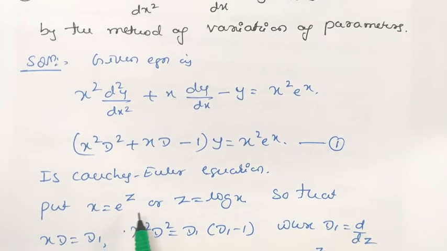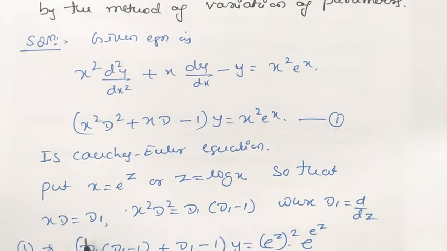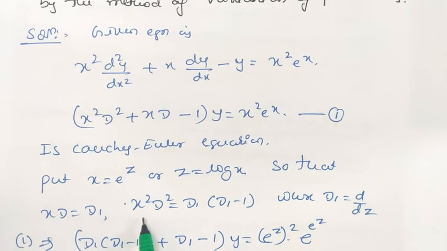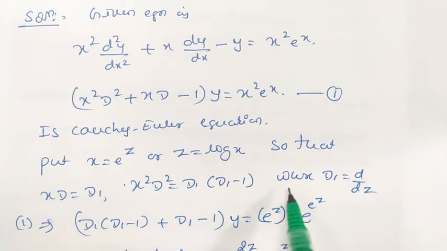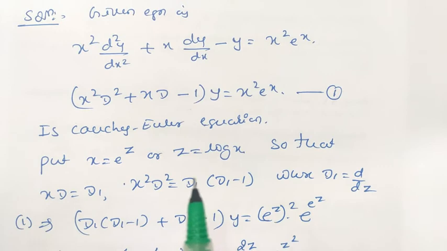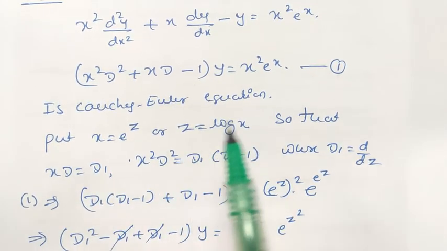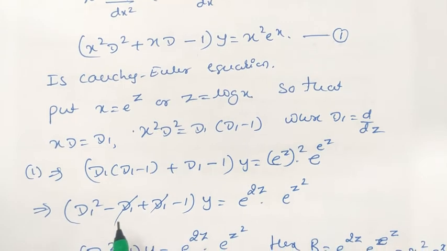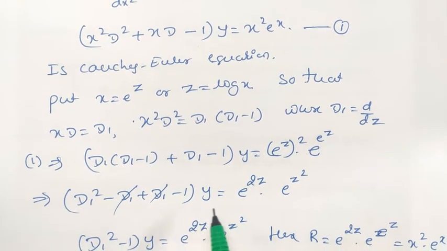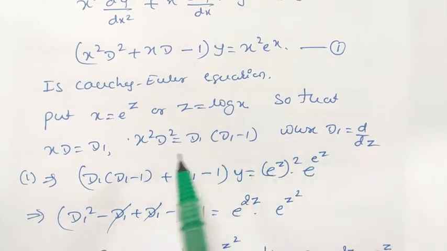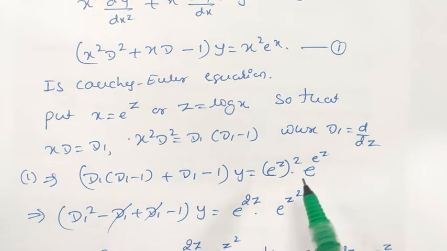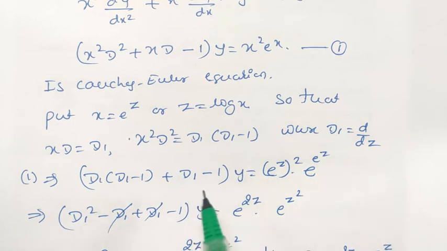Put x equal to e raised to z, or z is equal to log x, so that here it becomes xD equals D1, x square D square is D1 into D1 minus 1, where D1 is d by dz. If it is not possible to find the auxiliary equation, only then we can go for all those methods. So substituting in equation 1, it becomes D1 square minus D1 plus D1 minus 1 of y equals, here it is x square, x is e raised to z, whole square, into e raised to x.